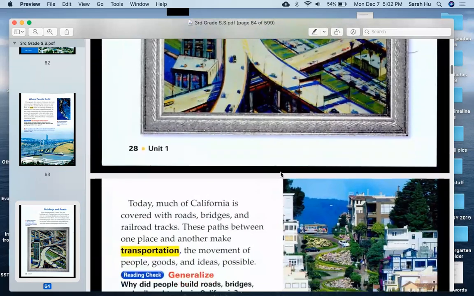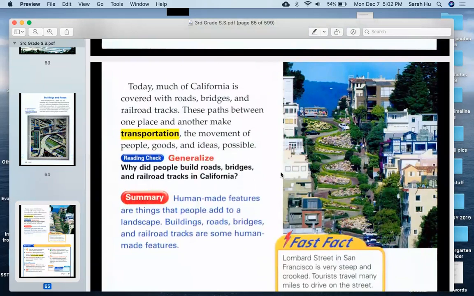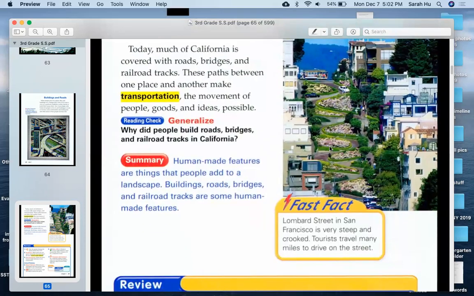Too busy. All right, we're turning to page 29. Today, much of California is covered with roads, bridges, and railroad tracks. These paths between one place and another make transportation, the movement of people, goods, and ideas possible. So this is actually Lombard Street in San Francisco, the curviest street, right? Lombard Street in San Francisco is very steep and crooked. Tourists travel many miles to drive on the street, so you can actually go and drive it. Some of you have probably been there.